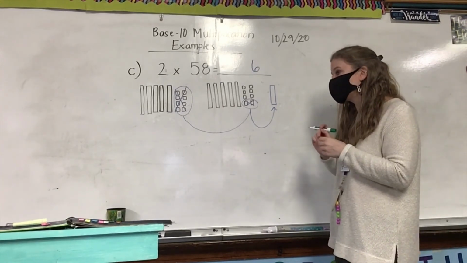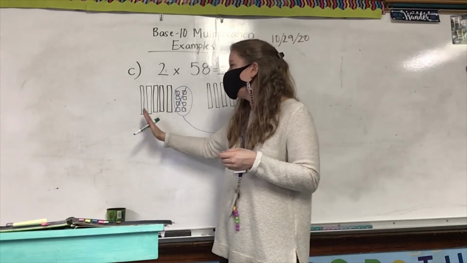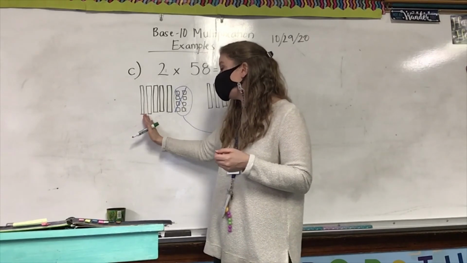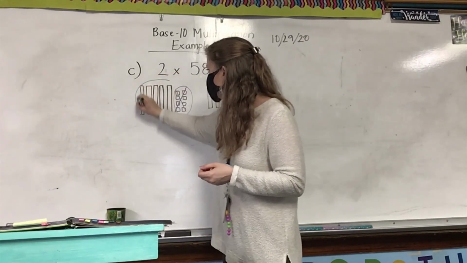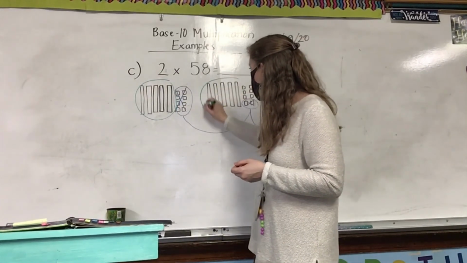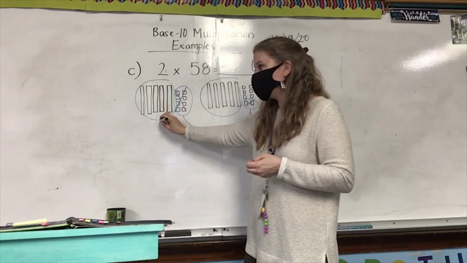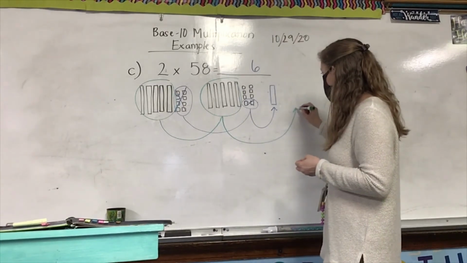So what do I need to do? I need to regroup. So I take how many? 10. How many 10s? 10. 10 10s. 1, 2, 3, 4, 5, 6, 7, 8, 9, 10. And what do I do with those 10 10s? We make them into 100. I make them into a 100s flat.